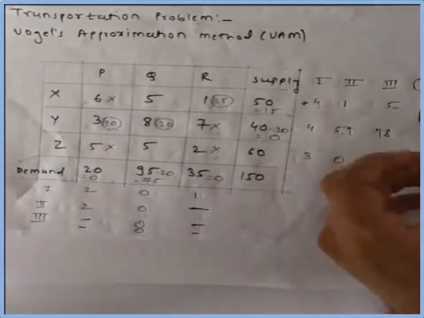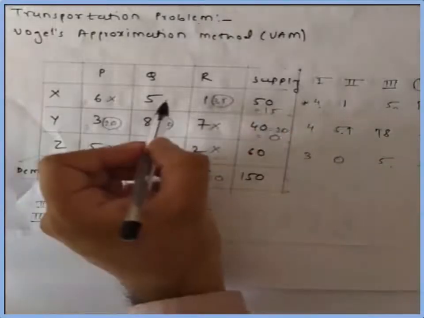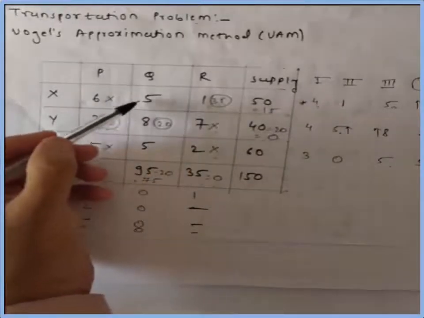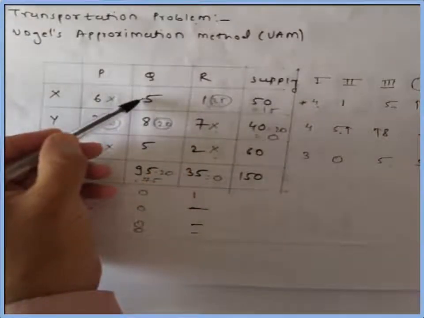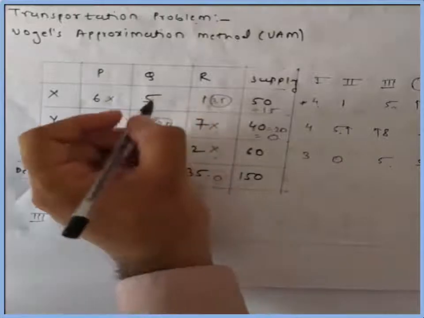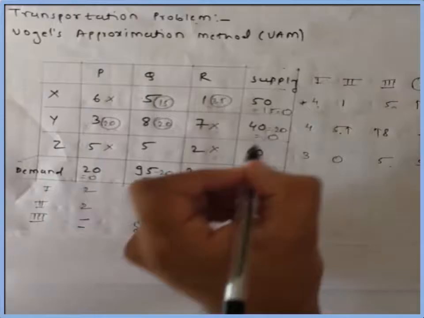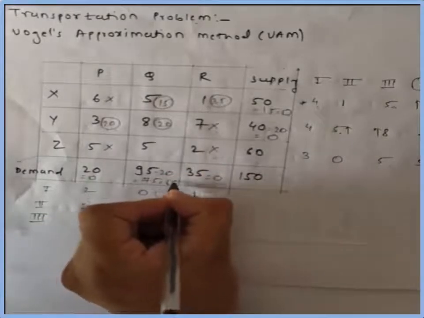The two penalties are only remain, 5, 5 means two cells are remain. Therefore we will select this 5 as the highest penalty and we will allocate the units. Here for this cell, the supply is 15 and demand is 75. Therefore we will allocate the lesser number 15. As a result of that, supply is equal to 0 and demand is equal to 16.